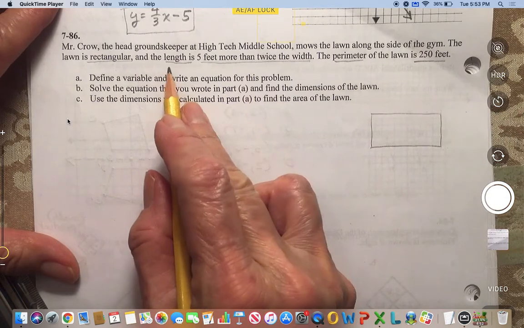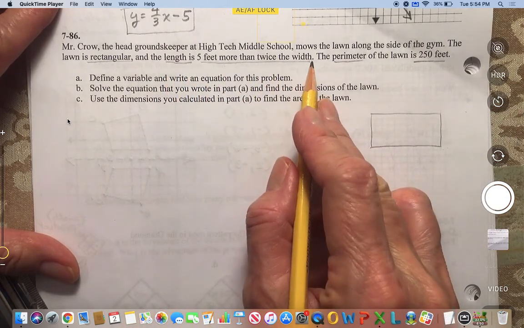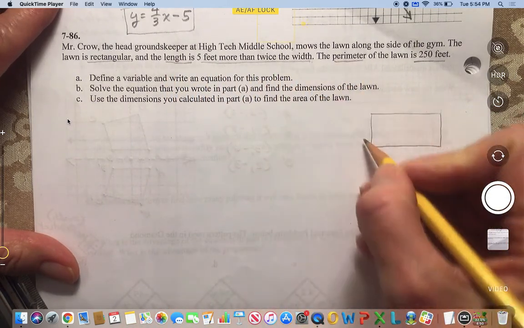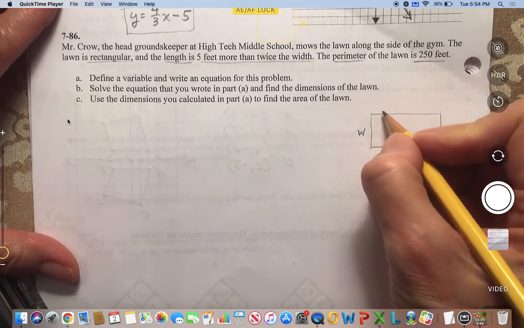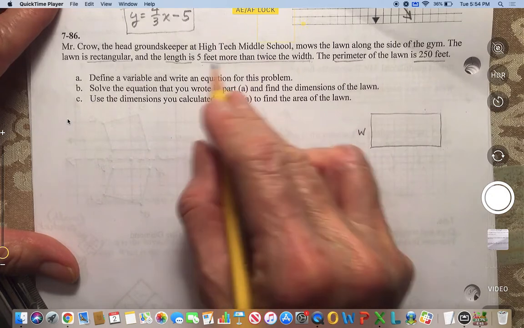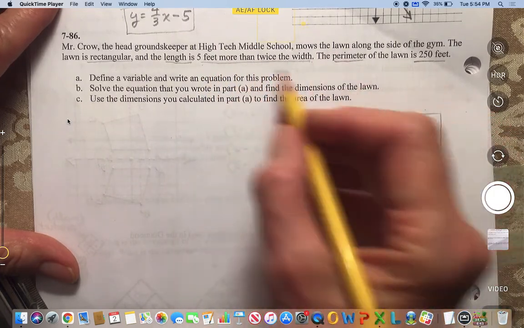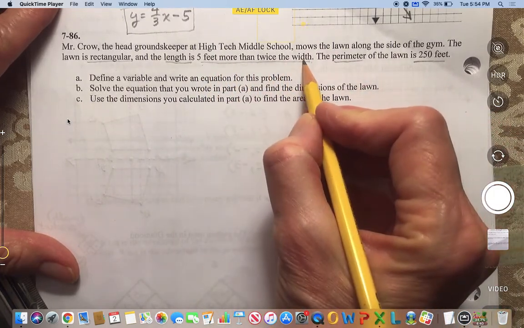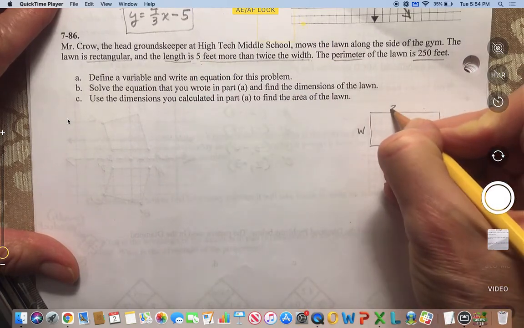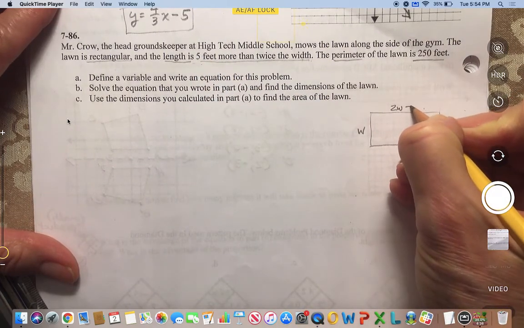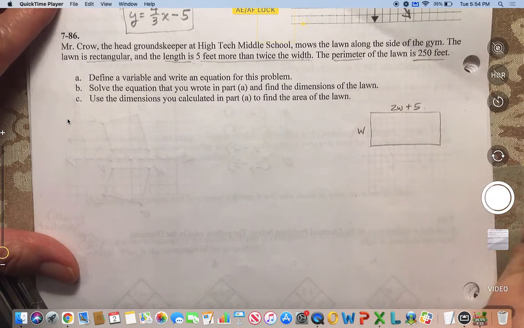All right, so I know more about the length than I do about the width. So the width is just going to be a W. And then for the length, I can use this information. So it's twice the width and then 5 more feet. So 2 times W plus 5 more feet.